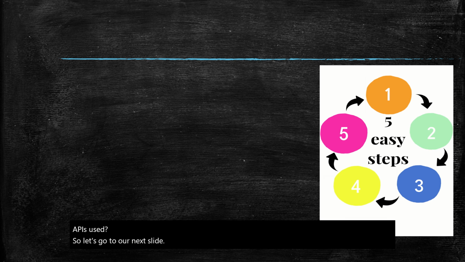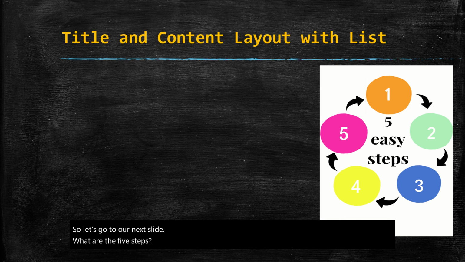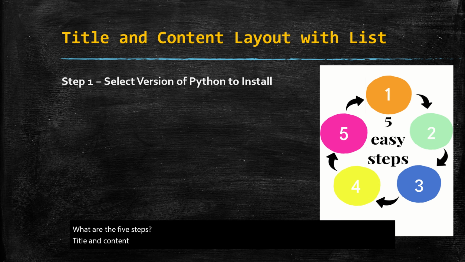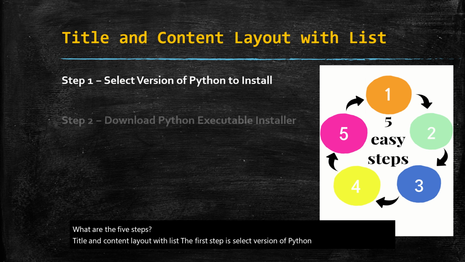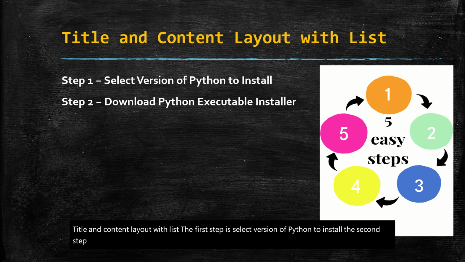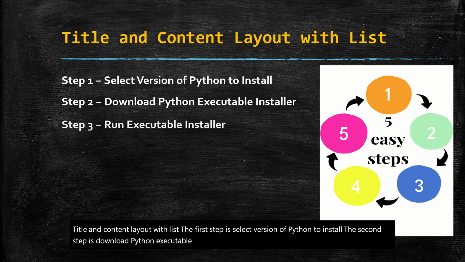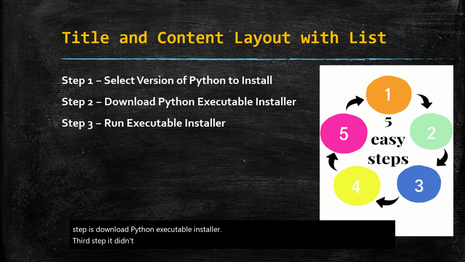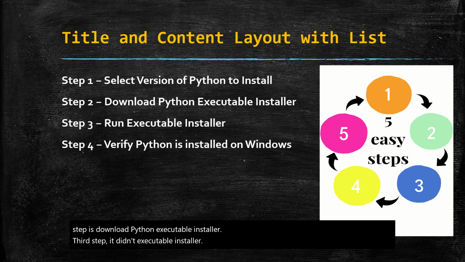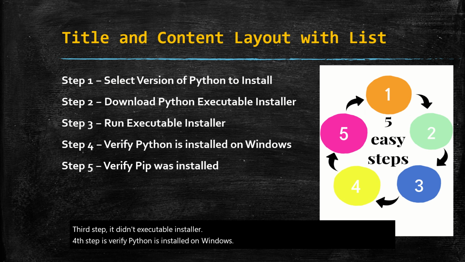What are the 5 easy steps? The first step is select version of Python to install. The second step is download Python executable installer. Third step is run executable installer. Fourth step is verify Python is installed on Windows. Fifth step is verify pip was installed.